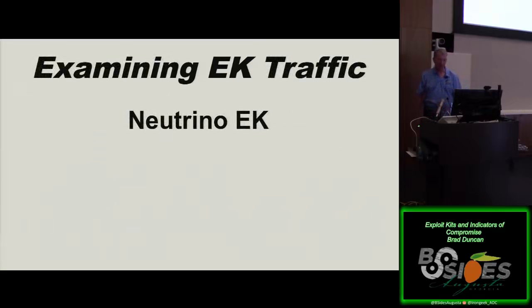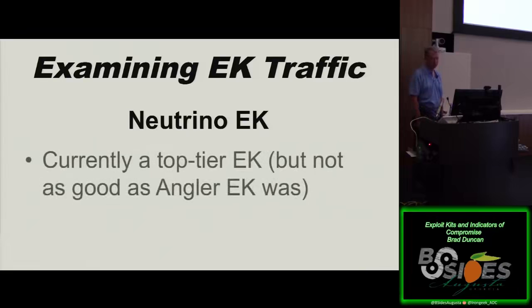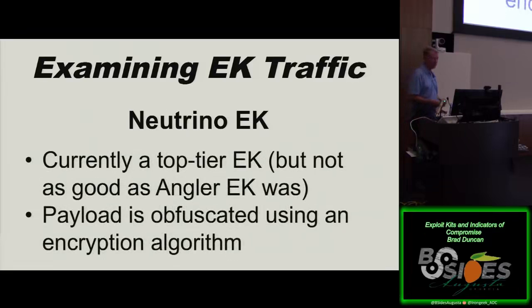Neutrino exploit kit. It's currently a top-tier exploit kit, even though it was not as good as Angler exploit kit was. Now with Neutrino, it's the only leading exploit kit that I know of right now that is obfuscating the payload using an actual encryption algorithm. I want to say it's RC4, and they're using some sort of key, and I don't know what it is. So personally, I don't worry about trying to deobfuscate the payload. I just pick it up from the infected host.